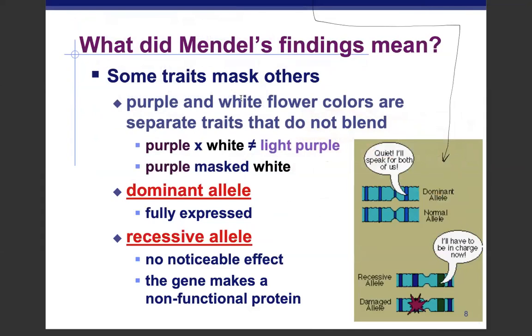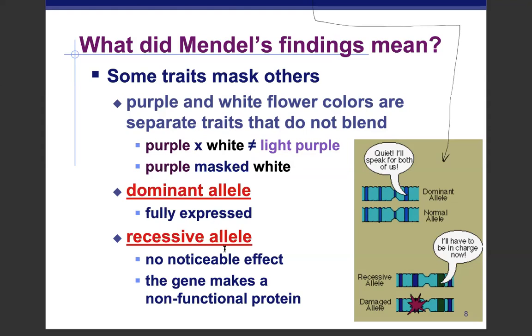Mendel's findings also showed that some traits mask other traits. So one trait is dominant and one trait is recessive. He showed that the traits don't blend. So if you have a black squirrel and a white squirrel, they're not going to produce a gray squirrel. They're going to produce either a white squirrel or a black squirrel, the chances of each depending on which trait is dominant. So Mendel saw that purple flowers masked white flowers, which means that purple flowers are the dominant allele. They're always expressed if they're present.